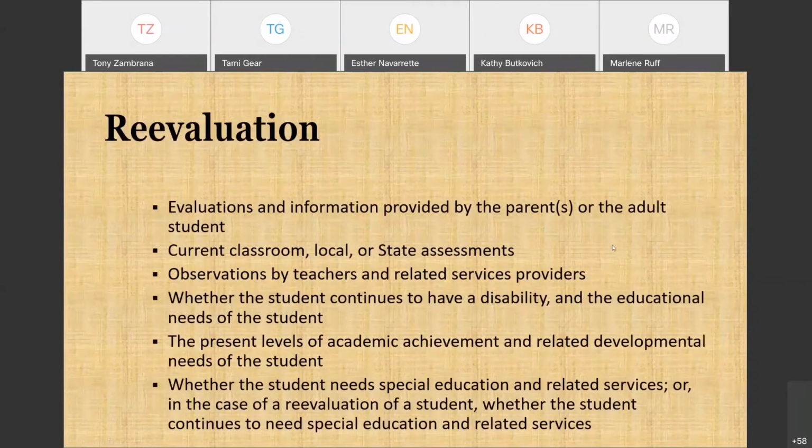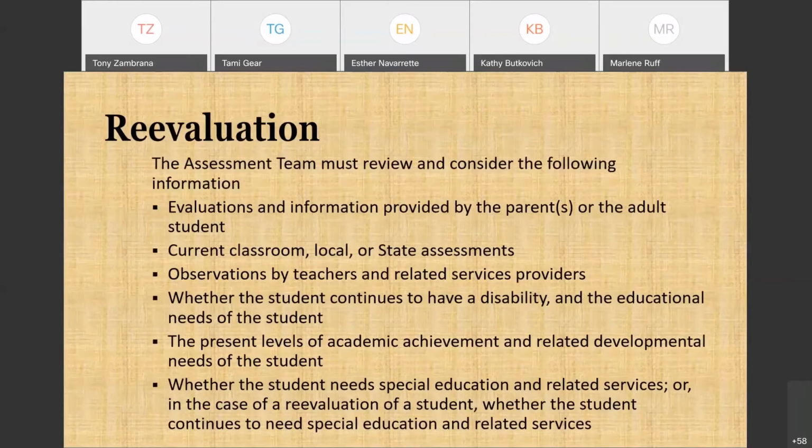All right, so reevaluations. So the assessment must review and consider the following information. First of all, evaluations and information provided by the parents or the adult students. Okay, so the information that they give you, you have to consider that. Current classroom, local, or state assessments, observations by teachers and related service providers.